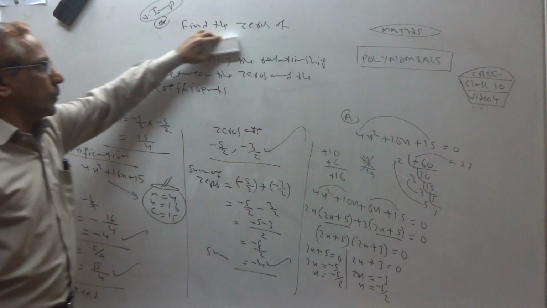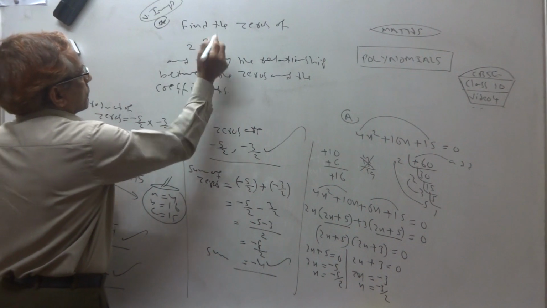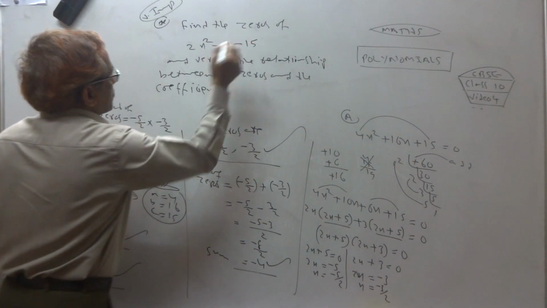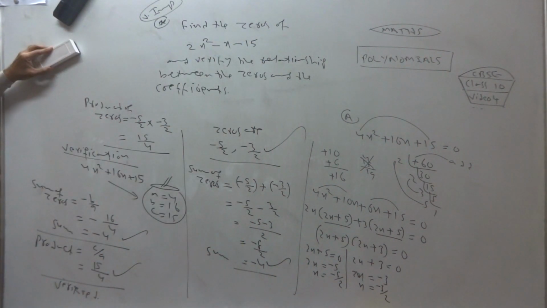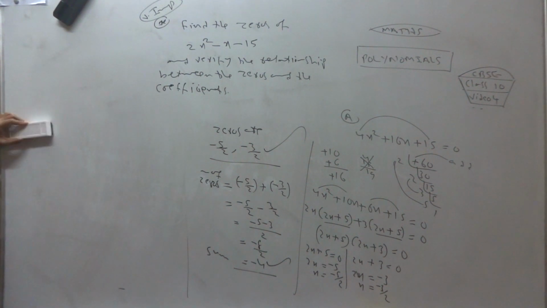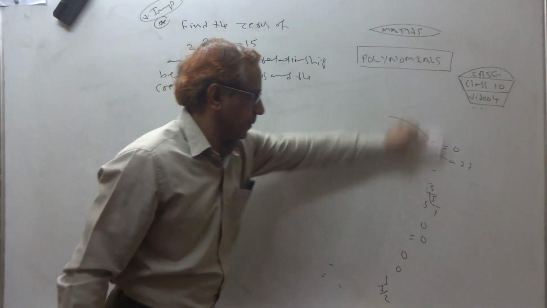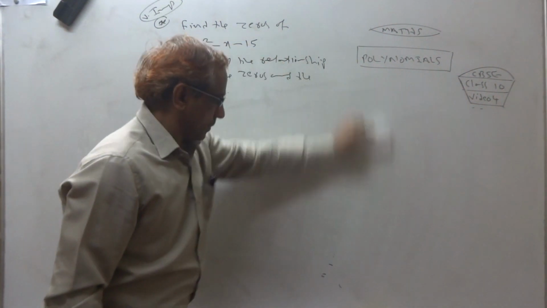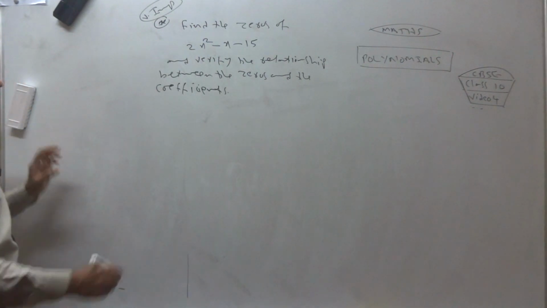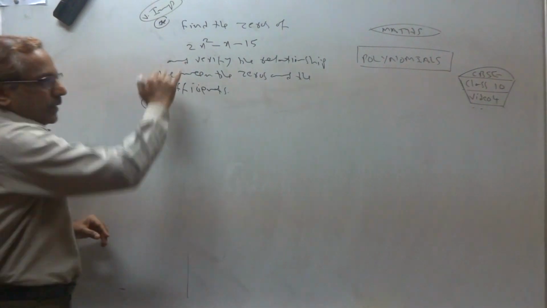So see, I am doing one more question. Yes, one more question, please. How do we do this sum? So what do you have to do first? First find zeros.